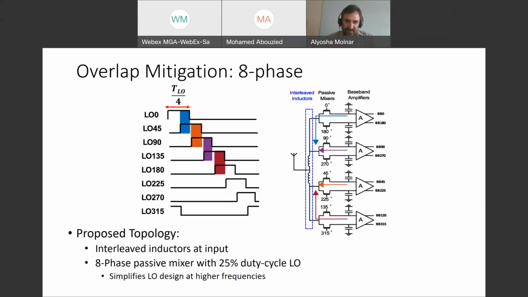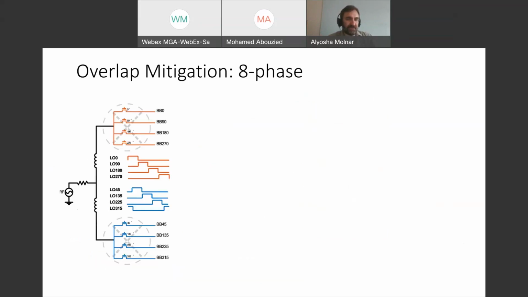Now, if I do that, I can get away with actually a worse duty cycle. And in fact, what we did is we built something that instead of being a 12% duty cycle, has a 25% duty cycle LO, but still 8 phase. And that's actually much, much easier to build, it turns out, especially as I go up in frequency. And if I think about how this works, what I can note is that now I have these two 4-phase mixers that are offset from each other by 45 degrees.